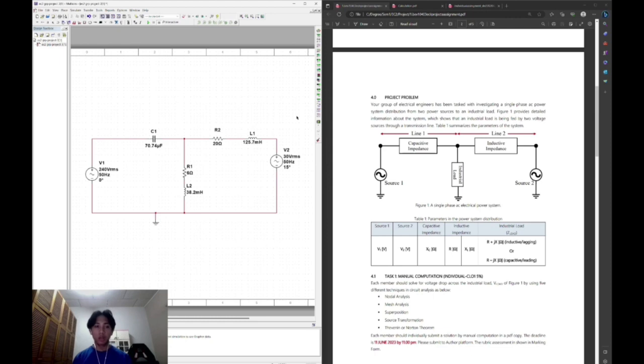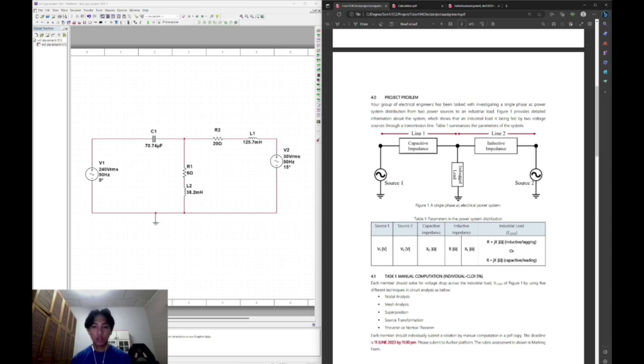Today I would like to do a presentation of the project problem of Electric Circuit 2. First things first, we need to recreate the circuit that was given in the project problem in Multisim. We have dual sources here and both of them are AC sources, so we need to make sure of that. Then we have a capacitive impedance, so we put a capacitor here.